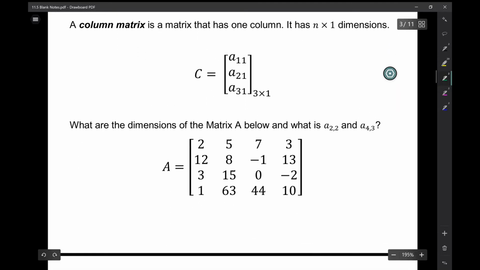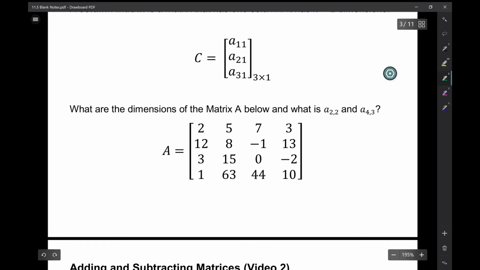Let's look here, and I want you guys to write down the dimensions of this matrix, and I want you to find the entry A sub 2,2, and A sub 4,3. You should pause the video right now, write down the dimensions and those two values. All right, are you back?